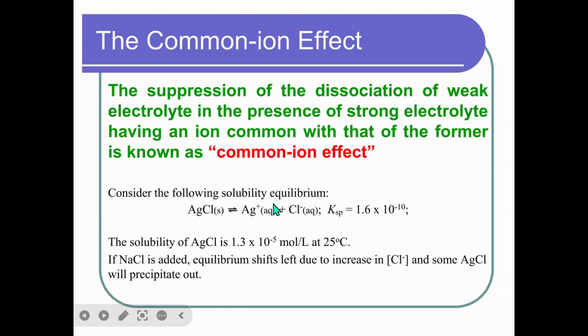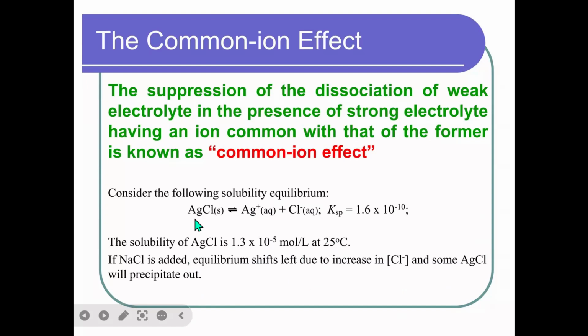For example, consider the following equilibrium. In this case, you have silver chloride breaking down to produce silver ion and chloride ion, and the Ksp is 1.6 times 10 raised to the power of minus 10. The solubility of silver chloride is 1.3 times 10 raised to the power of minus 5 mole per liter at 25 degrees centigrade. If sodium chloride is added, the equilibrium shifts to the left due to the increase in chloride ion, and some silver chloride will precipitate out.